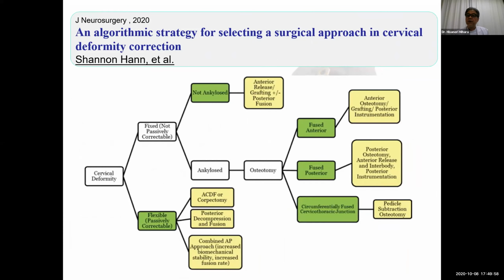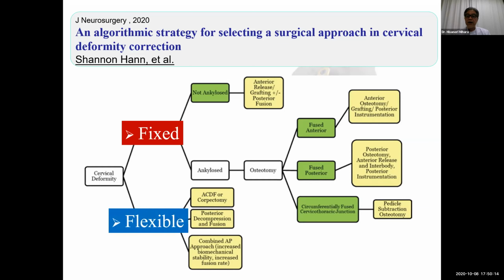We also need to consider the flexibility of the deformity. For fixed type, dissociation or osteotomy will be required, followed by rigid fixation. For flexible type, less invasive surgery can be planned.